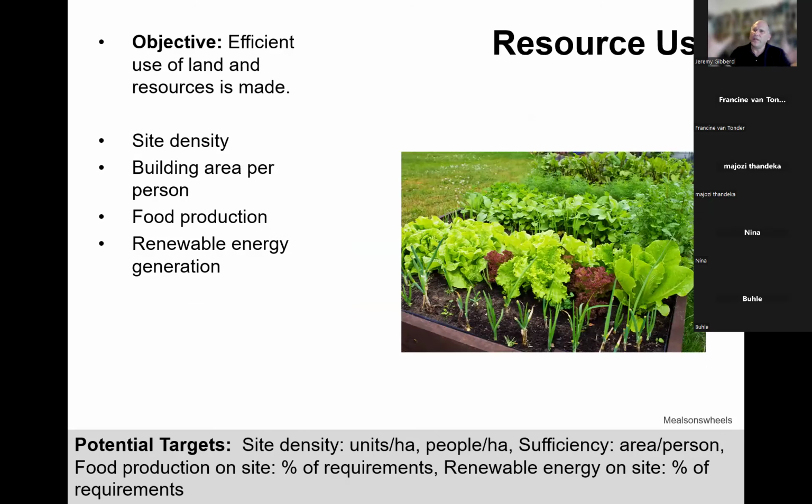Resource use. So again, you've got 10 hectares. How are you going to make sure that you really use those 10 hectares well for the site? It comes back to what Francine talked about right at the beginning. What are your densities? How are you going to arrange it so that you get good sustainable densities? You need to look at building areas.